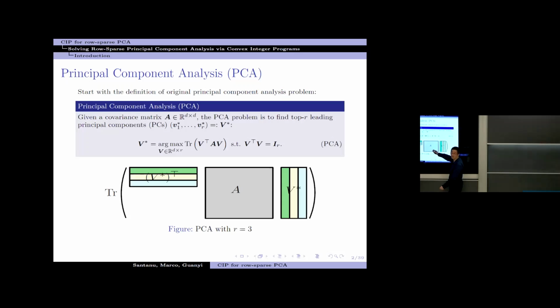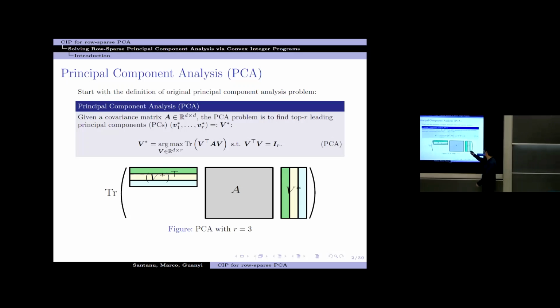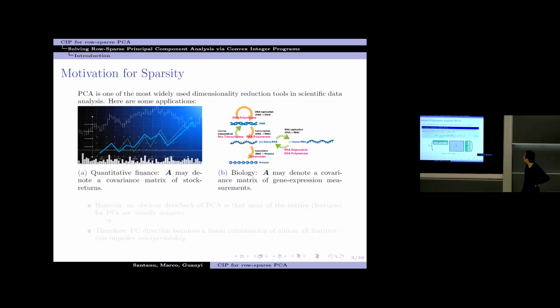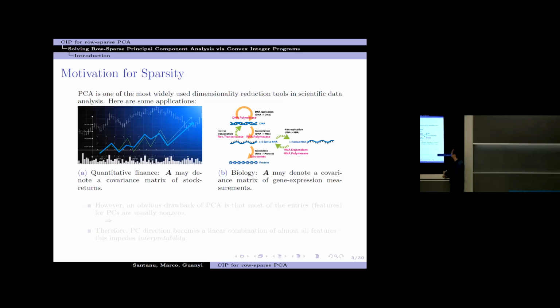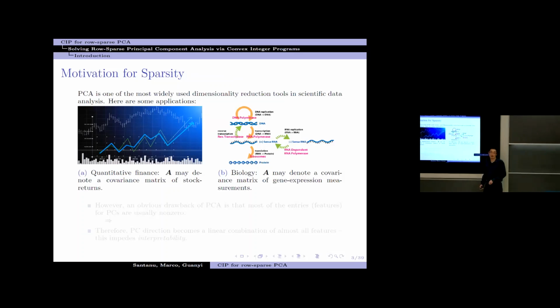I give you a large sample covariance matrix, and now you would like to find, for example, I equals 3, the top 3 leading principal components. So it is a very good dimensionality reduction tool in scientific data analysis. I mean, the original PCA problem, for example, in some quantitative finance. And you could think it also has some applications in biology.